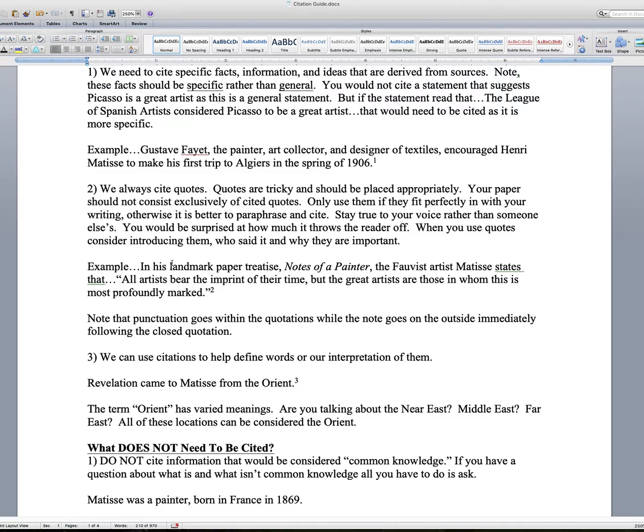And again, we have a great quote here. We want to keep in mind that the punctuation goes within the quotation. The note goes outside the quotation.